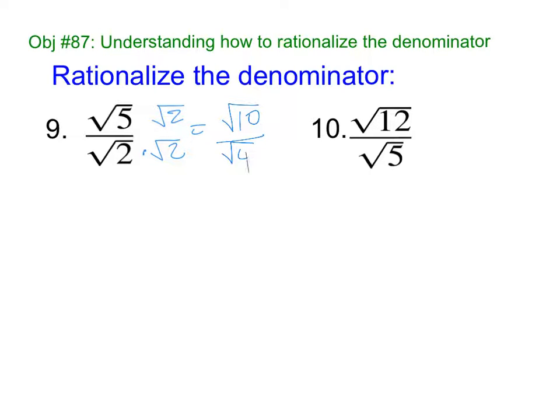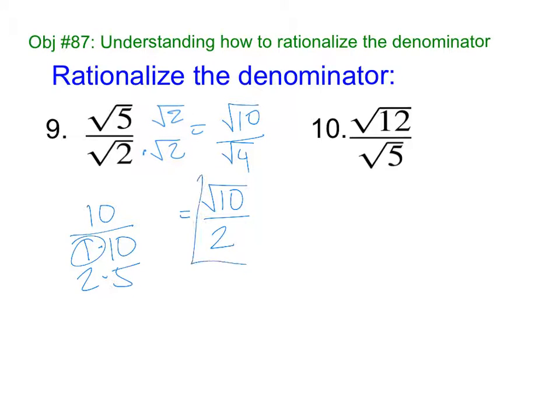Do I know the square root of 4? I do, it's 2. And then square root of 10. Can you simplify the square root of 10? 1 times 10, 2 times 5, you can't, because the only perfect square is the 1, so you can't do anything there. This is your answer.